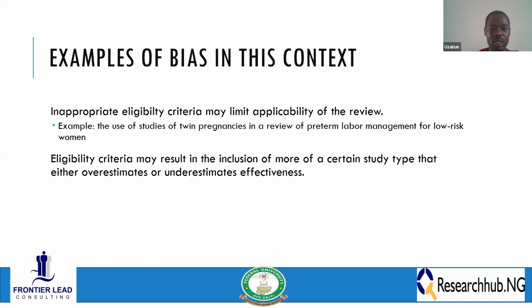Now, we are going to look at some examples of eligibility criteria. Inappropriate eligibility criteria may limit applicability of the review. We've mentioned that. An example is the use of studies of twin pregnancy in a review of preterm labor management for low-risk women. You'll be introducing bias in that sense, because the risk associated with twin pregnancy is different from a pregnancy that is just one. So you have to have criteria that eliminate those kinds of pregnancy that might have higher risks compared to singleton pregnancy.